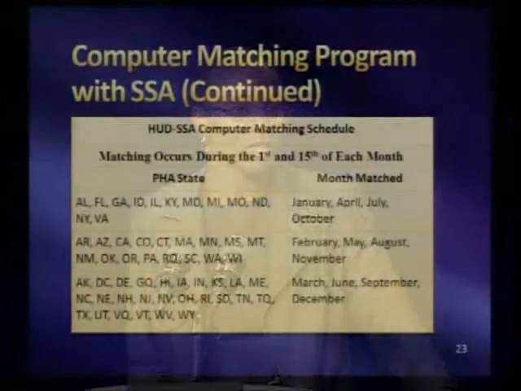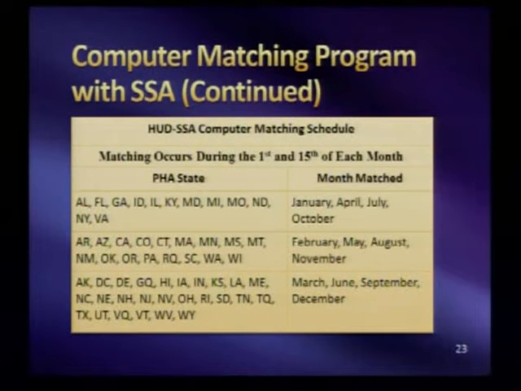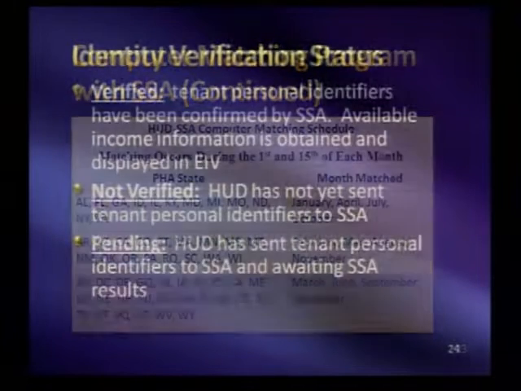And this is the actual schedule of the computer matching. This may be a little hard to read, but notice that we do our matching in batches. We basically dissect the United States and we match certain states during certain months. So you'll be able to see your state and what month your data is going to be updated.